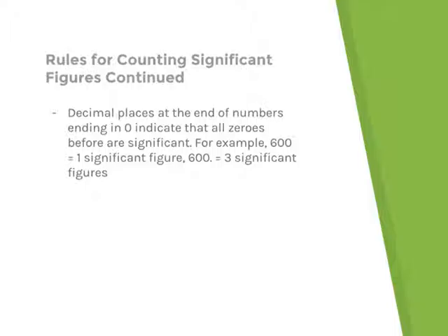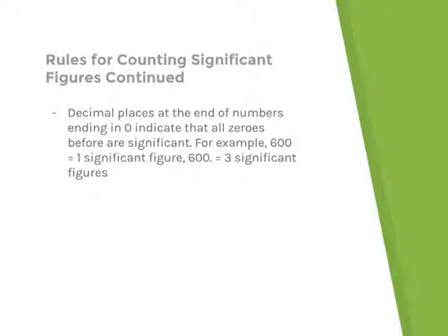So that brings us to the question, how do we indicate whether the numbers are significant or not? And the answer lies in the decimal point. If we have a decimal point after the two zeros in the 600, then we say that all three digits are significant, because that shows us that the measurement taken just happened to be exactly 600.